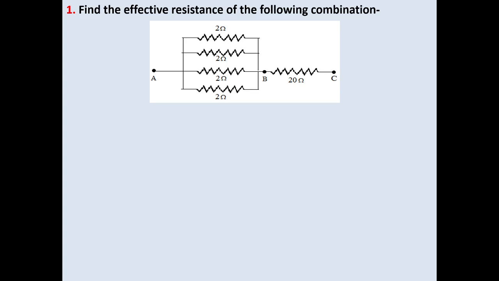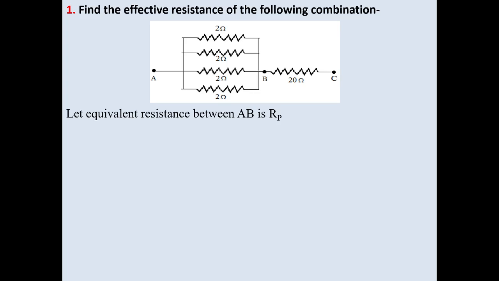Now first problem, find the effective resistance of the following combination. So various resistances are connected here. We have to just identify where current gets divided, where current remains constant. That is, we have to first find out the combination of resistances, whether it is series combination or parallel combination. Now between A and B, 4 resistances of 2 ohm each, these are connected in parallel.